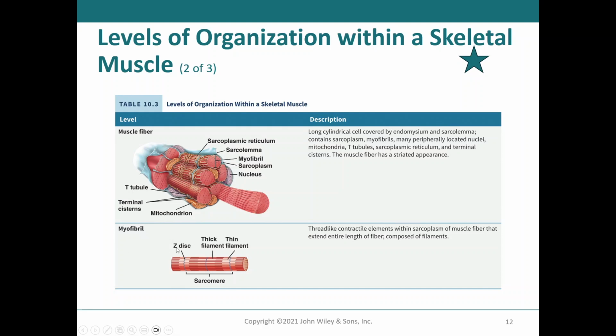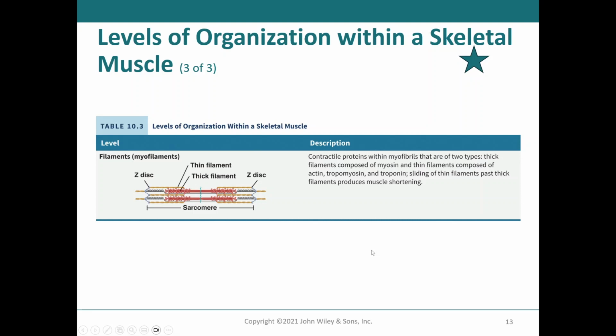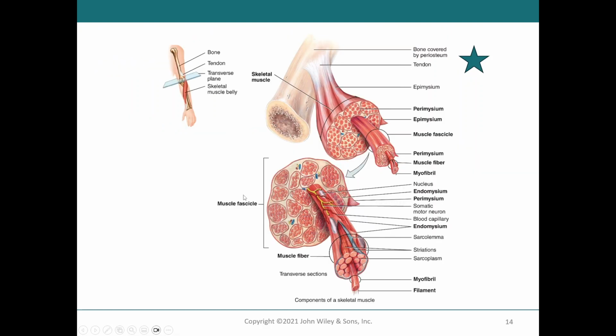And then when we look at the myofibril, this is the individual unit that contains multiple sarcomeres in a line that are going to be the fibers and filaments and proteins that are needed to actually contract and overlap on one another. And then the filament, or the myofilament, is the contractile proteins. So here's just the bigger view of it.